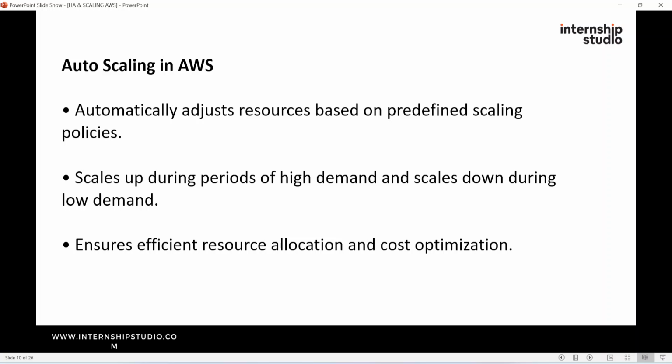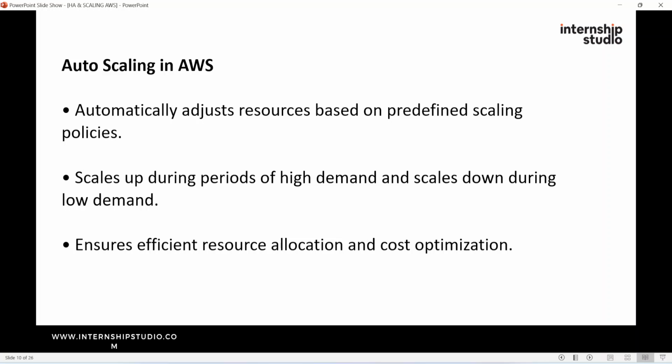Next is also the scheduled scaling. So for applications with predictable workload changes, auto scaling provides scheduled scaling. This feature allows you to plan ahead by defining specific times and dates when the capacity should be adjusted. So it's particularly useful for handling periodic increases in demand such as during sales events or marketing campaigns.